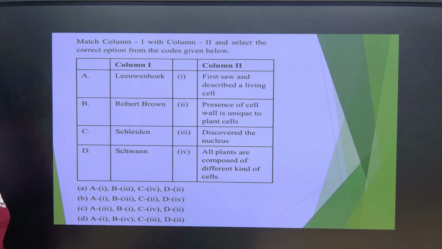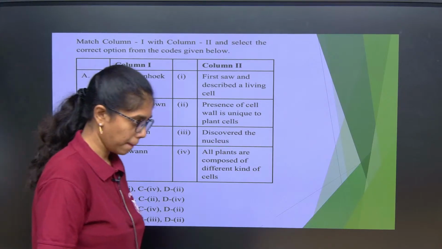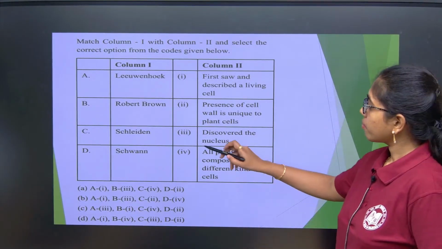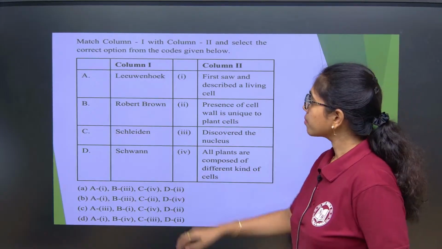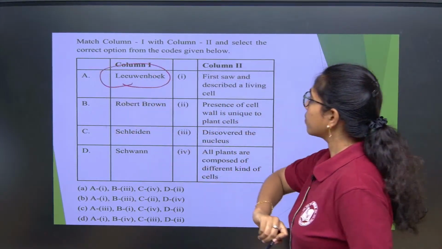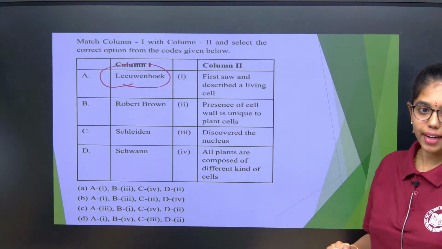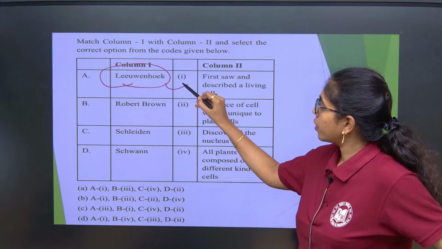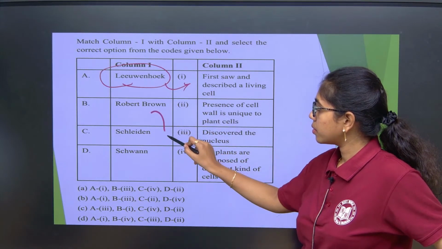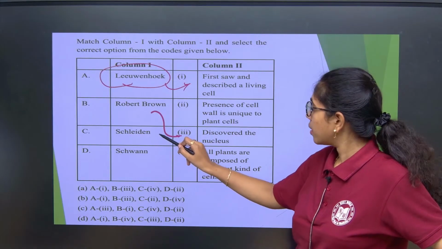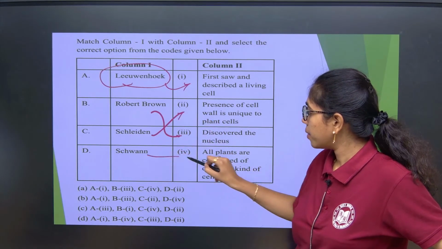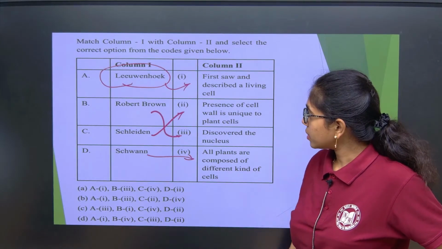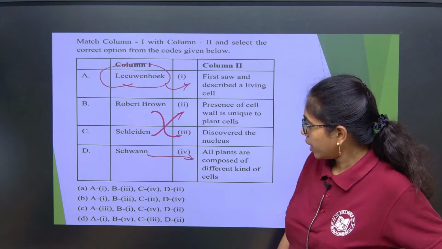It is Leeuwenhoek. What is the discovery of Leeuwenhoek? Which option? Leeuwenhoek has discovered living cell, right? So, which option? Very good. Robert Brown? Very good. Schleiden? Good. Schwann? Plant and animals. Both he observed. So, now tell me what is the right answer? B. Good, Nandu.